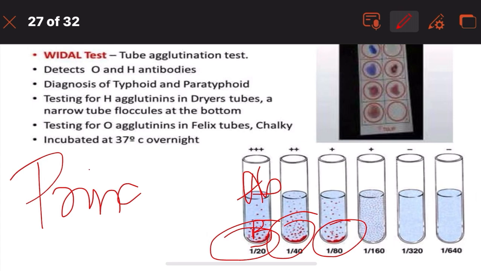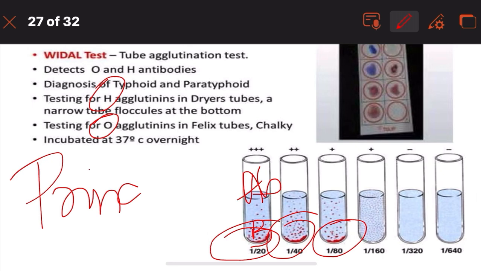So the Vidal test will detect antibodies against two main antigens. What are the two main antigens? O antigen and H antigen. O antigen is found on the surface of the Salmonella typhi, paratyphi, and H antigen is found in the flagella. The H antigen, we see that they are specifically directed against the flagellar antigen, okay, of the Salmonella bacteria.